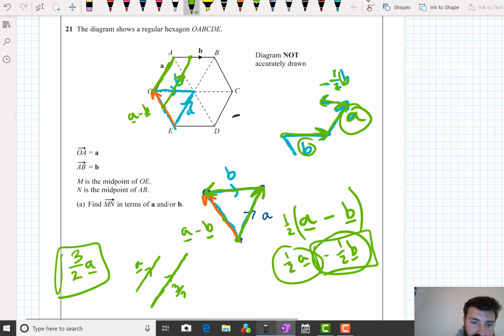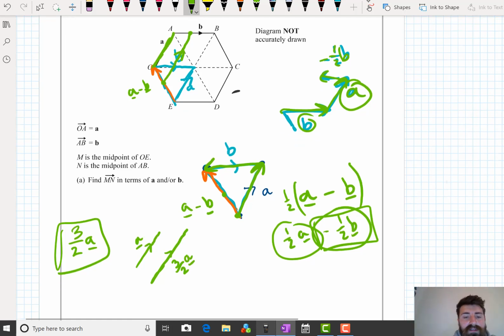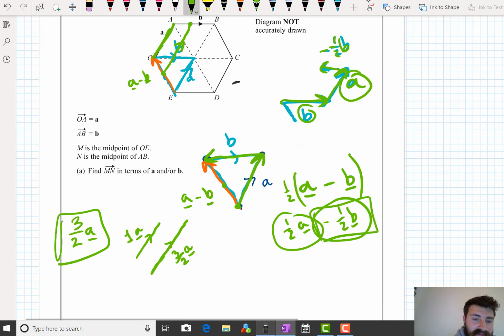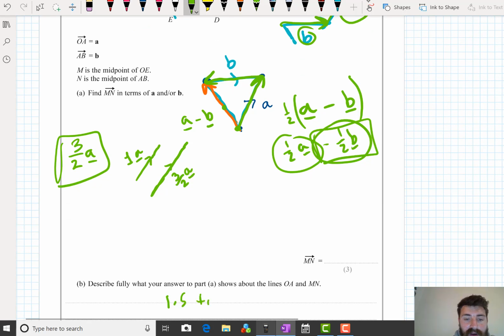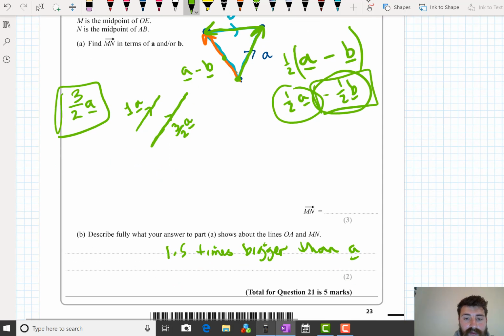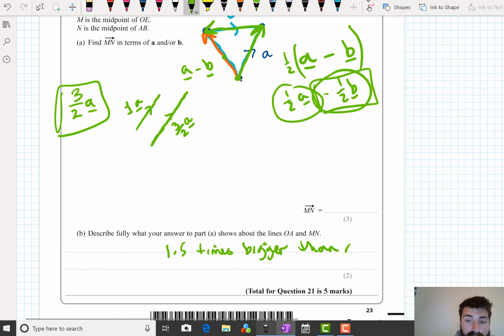And if you look at these two vectors, you might notice they're parallel. And actually, if this is 1A, that's 1.5A. The vector MN is actually 1.5 times the size. It's 1.5 times bigger than A, or than OA. MN is 1.5 times bigger than A, and is parallel. Absolutely fantastic result. Really, really nice.